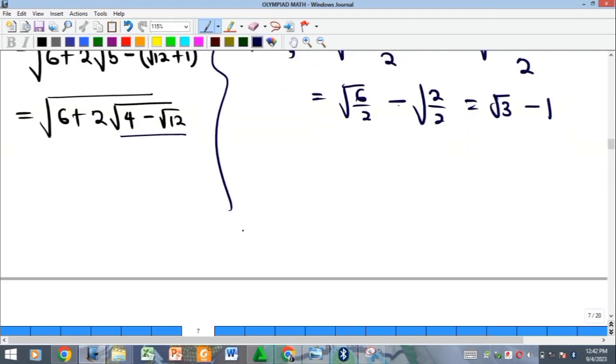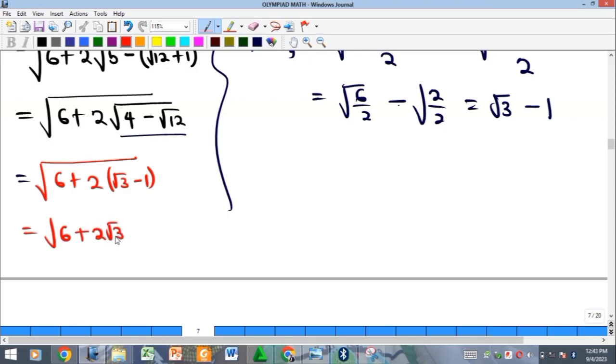Okay, so at this point we have gotten the value of this, and so we now have the square root of 6 plus 2 into the bracket of root 3 minus 1. Now we can close here, and that's going to give us the square root of 6. If we open that bracket, 2 times root 3 is 2 root 3, 2 times minus 1 is minus 2. And so this is equal to the square root of 6 minus 2, which is 4, plus 2 root 3.